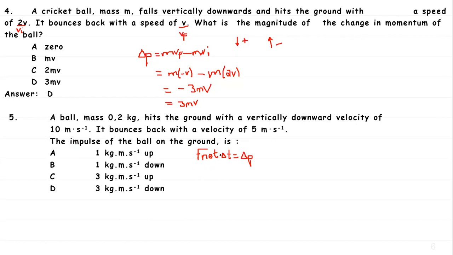Now, the product of the net force and the time the net force acts on the object gives me the value for impulse. Then, in other words, F net delta t is equal to mvf.